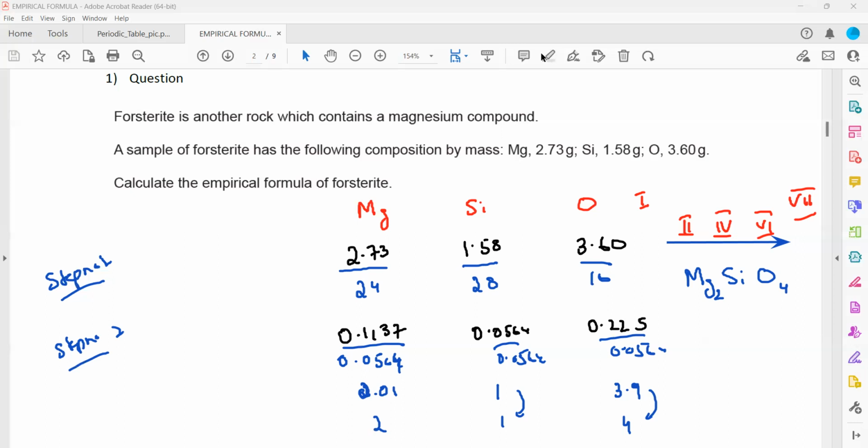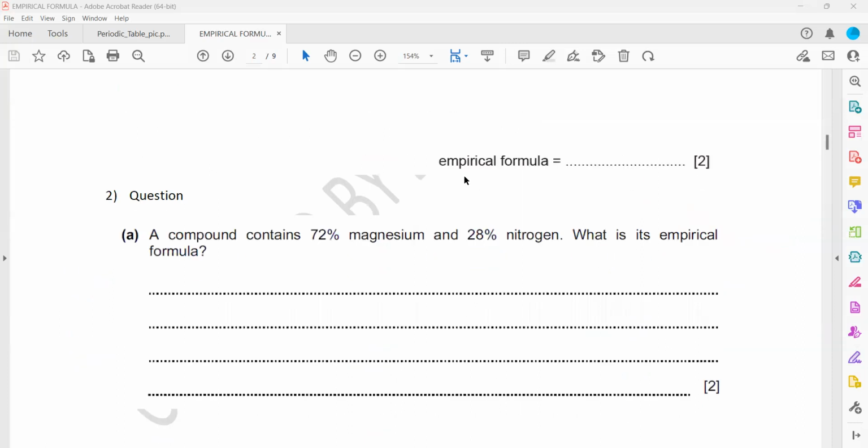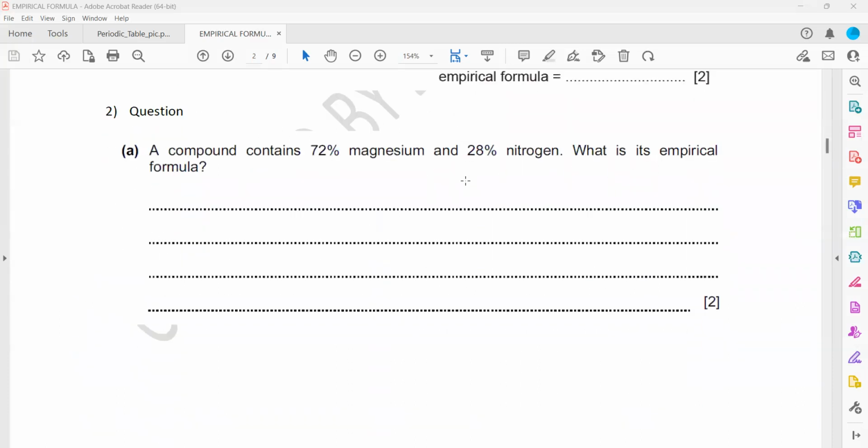Then we have this question, which contains magnesium 72% and nitrogen 28%. So we have magnesium, Mg, and we have nitrogen. Magnesium is 72 and nitrogen is 28. What will be our first step?